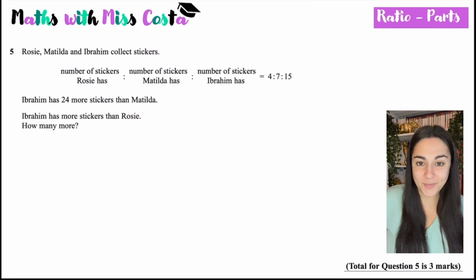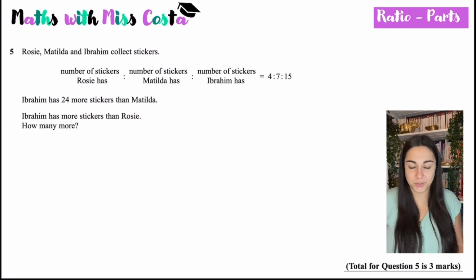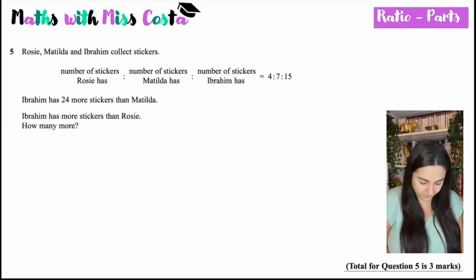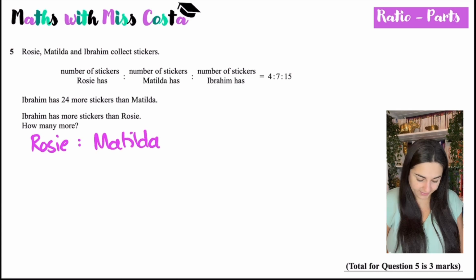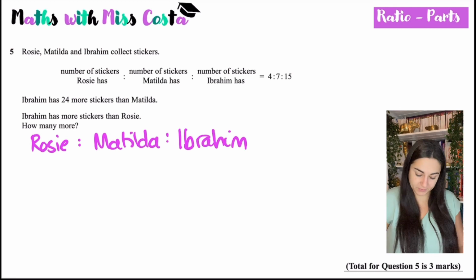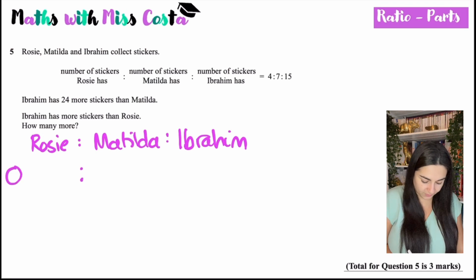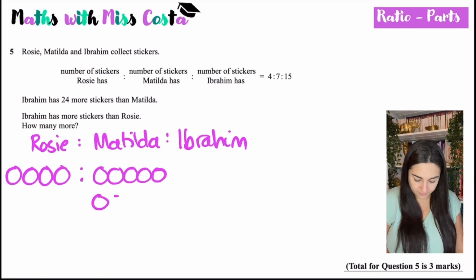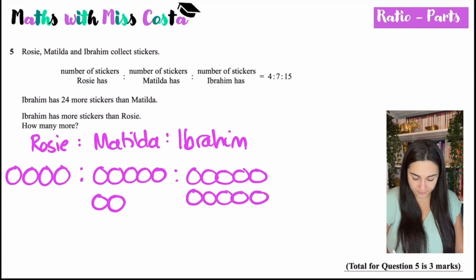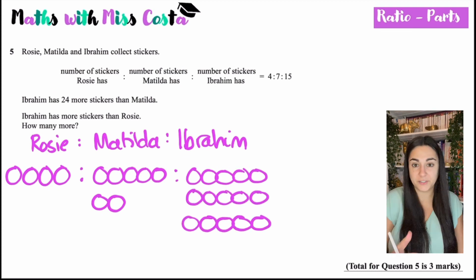Okay, now we've got ratio, and this is where it's really, really beneficial to actually just draw out the question just to visualize what's going on. So we've got Rosie, Matilda, and Ibrahim, and they are collecting stickers. The number of stickers Rosie has to the number of stickers Matilda to the number of Ibrahim is 4 to 7 to 15. So I'm just going to draw those out in parts. So 1, 2, 3, 4. 1, 2, 3, 4, 5, 6, 7. 1 through to 15. So that's just to visualize what's actually going on.